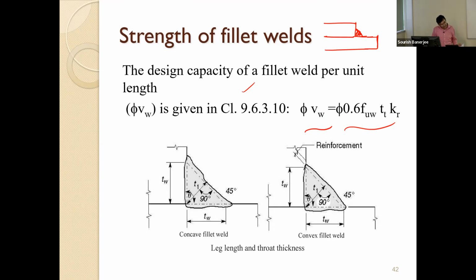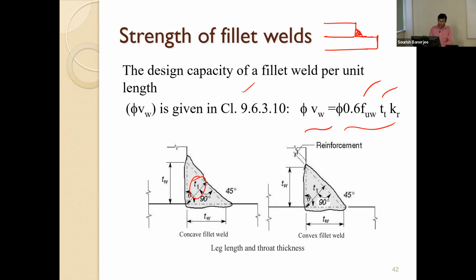Then you have the Fuw, which is the nominal tensile strength of the weld metal from table 9.6.3.10a. Then you have tt, that's the throat thickness of the fillet weld. And then the kr is the reduction factor given in table 9.6.3.10b to account for the length of a welded lap connection.